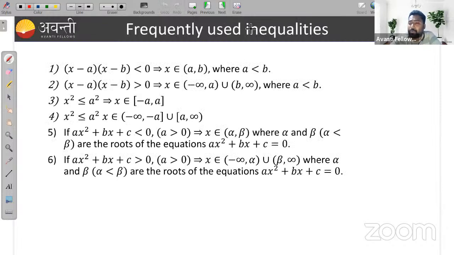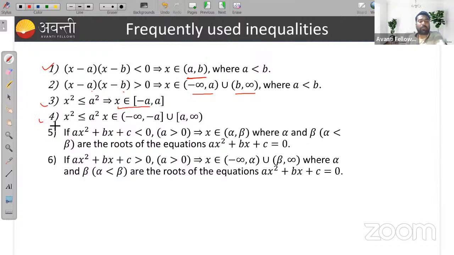Okay, some frequently used inequalities. You have to remember all this, because for very small inequalities you don't use the wavy curve method every time. It will be automatically remembered by you. Okay, x minus a into x minus b is less than 0. That means the solution is the open interval (a, b). When x minus a into x minus b is greater than 0, the solution will be minus infinity to a union b to infinity. When x square is less than equal to a square, my solution will be x belongs to the closed interval minus a to a. Fourth, x square is greater than equal to a square, so that means minus infinity to a, what is that?